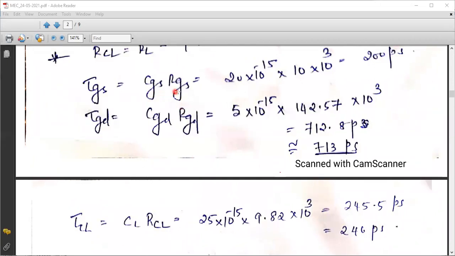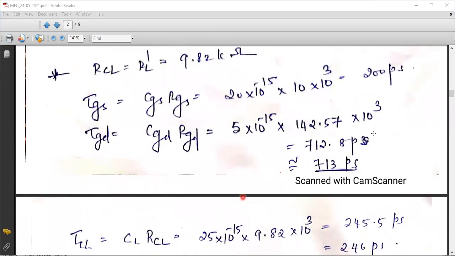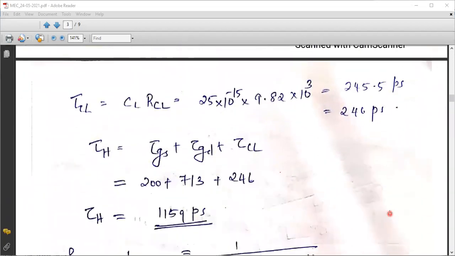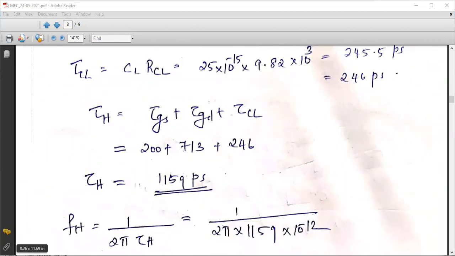So what we are doing is multiplying the resistances with the respective capacitances, and you have finalized the three answers. After that, you will add the three time constants together and find tau h. Tau h is equal to tau gs plus tau gd plus tau cl. Then we will make use of our final equation to find fh, and put your answers in the chat box. Put your answer for fh in the chat box.